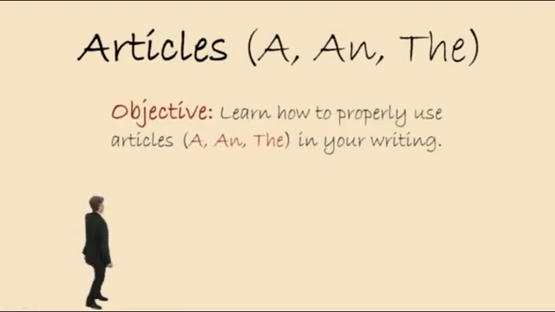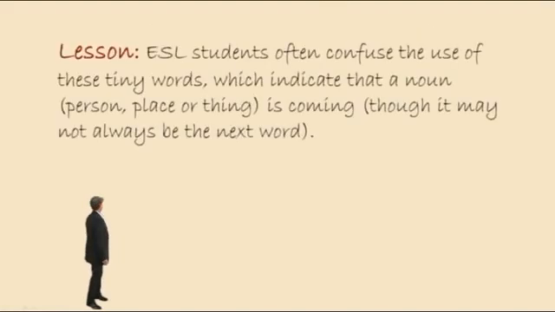The objective of today's lesson: learn how to properly use articles in your writing. Now, I know you're using these articles in your writing. I know you know how to spell these words, a, an, the, but not all of you understand how to use them correctly, okay? ESL students often confuse the use of these tiny words which indicate that a noun, a person, place, or thing is coming, though it may not always be the next word. So here we go. Pay close attention.